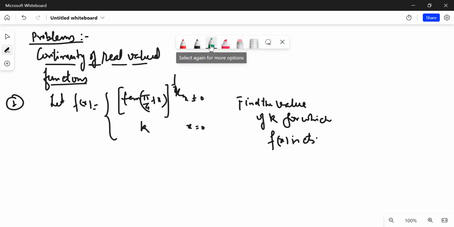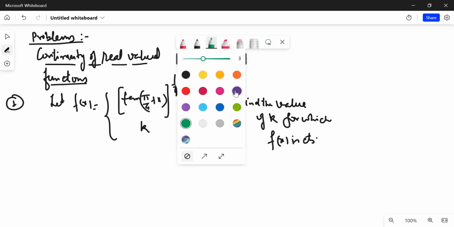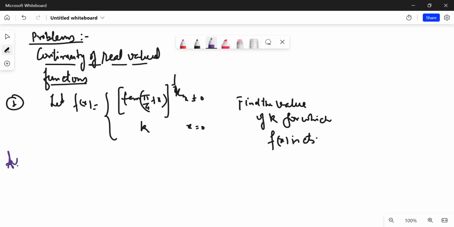So how to go about it? How to do this particular thing? See, I know that my function is given to be continuous. It implies limit x tends to 0 of (1 plus tan x divided by 1 minus tan x), because tan of (pi by 4 plus x) is what? 1 plus tan x upon 1 minus tan x. Is it clear? Raised to power 1 upon x. It should be equal to the value of the function at that point.